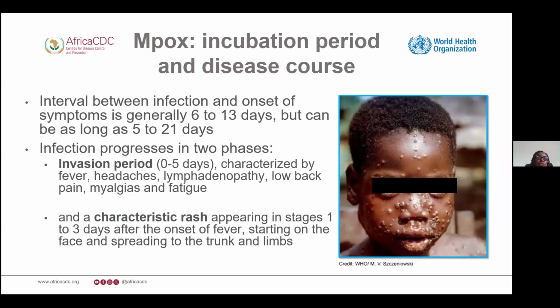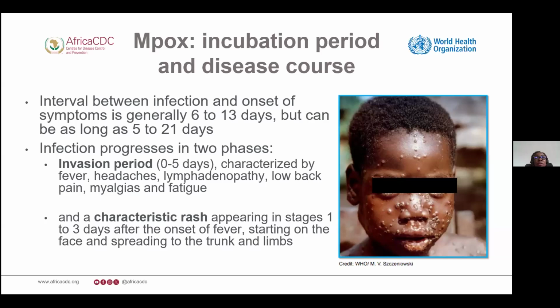La période d'incubation et comment la maladie évolue ? C'est généralement 6 à 13 jours, de l'infection jusqu'à l'apparition des premiers signes. Mais ça peut aller jusqu'à 3 semaines, notamment 21 jours. Et il y a généralement deux phases.